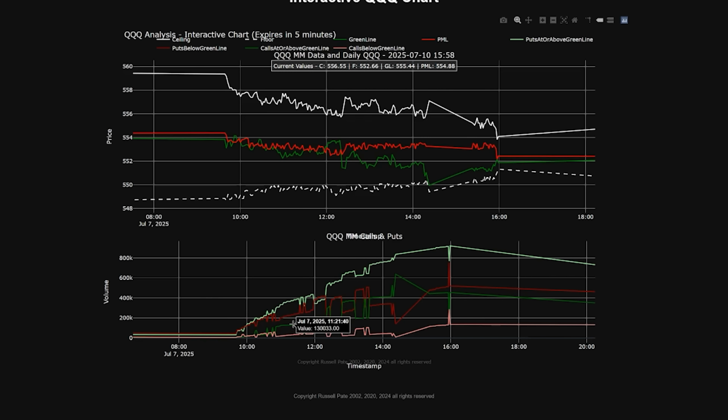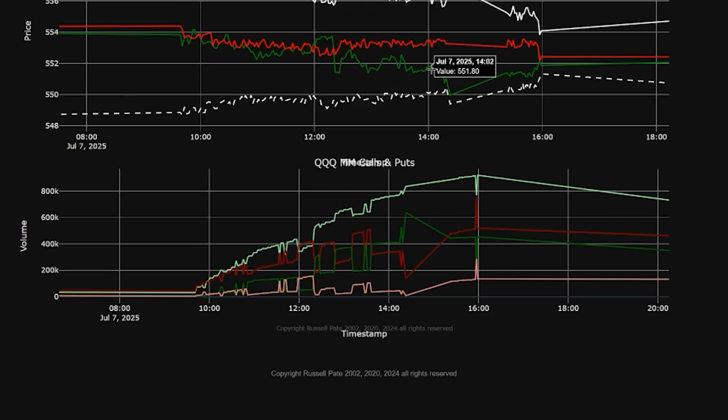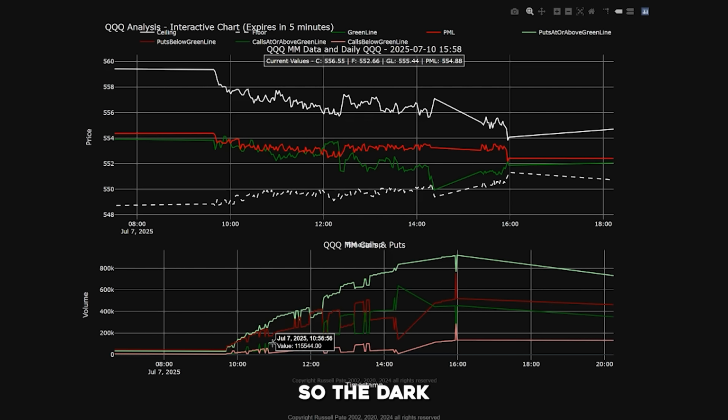So these calls above are greater than the pink line. So the dark green line and the pink line are correlated to each other, because these are the call volumes, and these are the put volumes. For the pink line, you see, it is not greater than the dark green line, and you know why? Because of our bearish divergence. The overall bias is bearish, right? So the dark green line is also greater than the pink line, and these two lines are very important to me because they show you the buying pressure and the selling pressure.